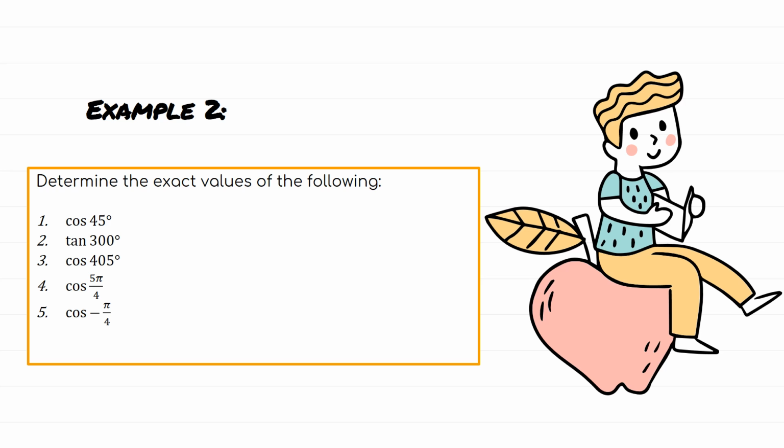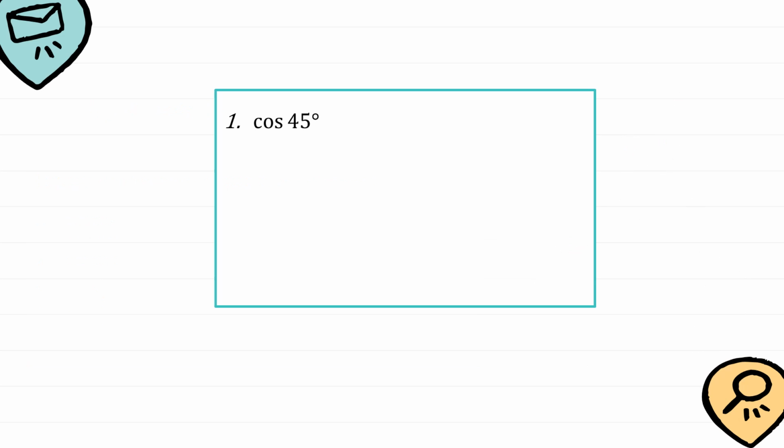Okay, for the second examples, we are to determine the exact values of the following. So, ito na yung mga trigonometric ratios. We're going to solve them one by one, the following slides. So first, we have cosine 45 degrees. So in order for us to evaluate this trigonometric ratio, we first have to find the coordinates of 45 degrees. Ito muna, yung coordinate niyan.